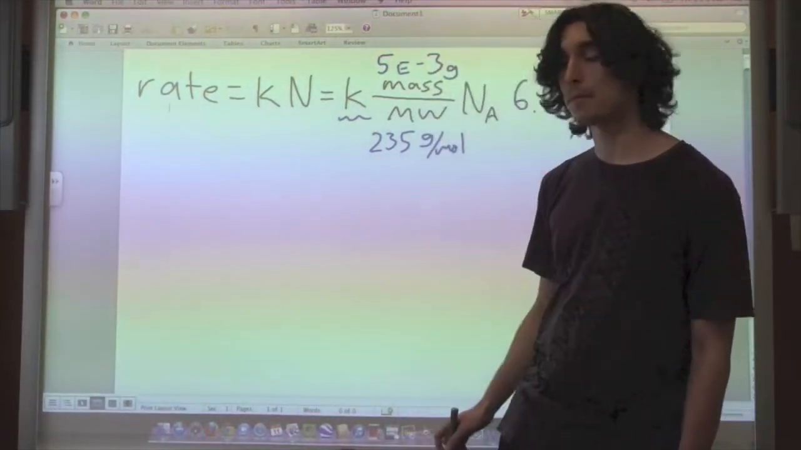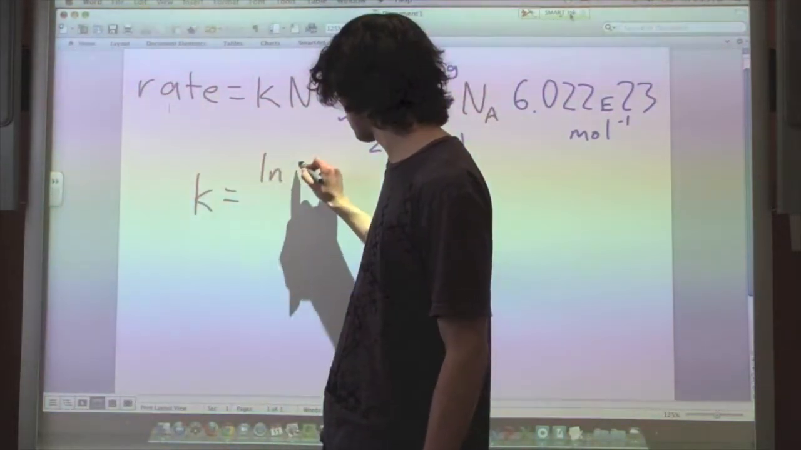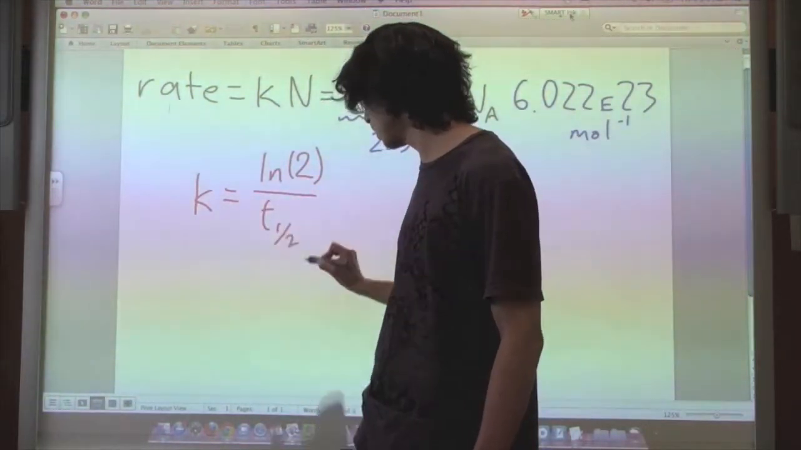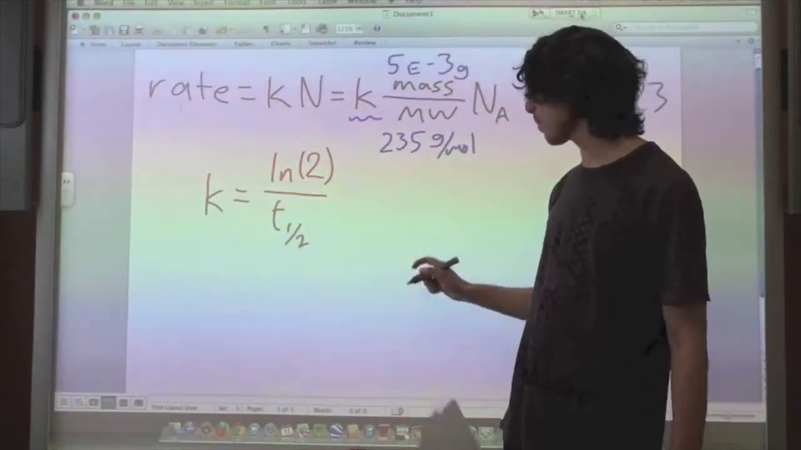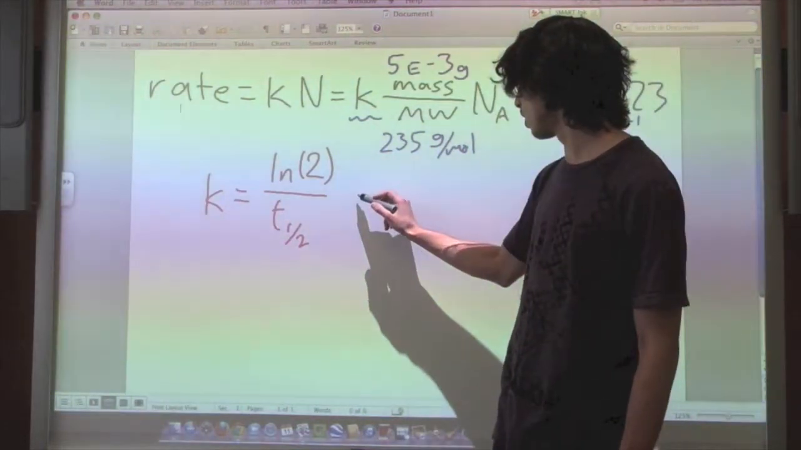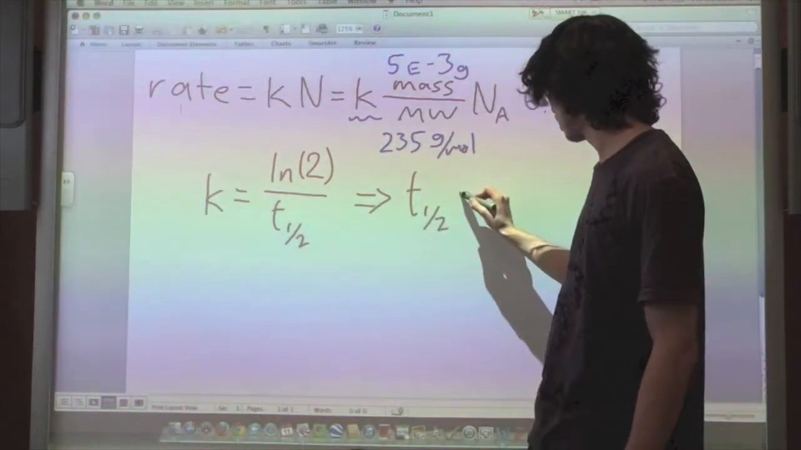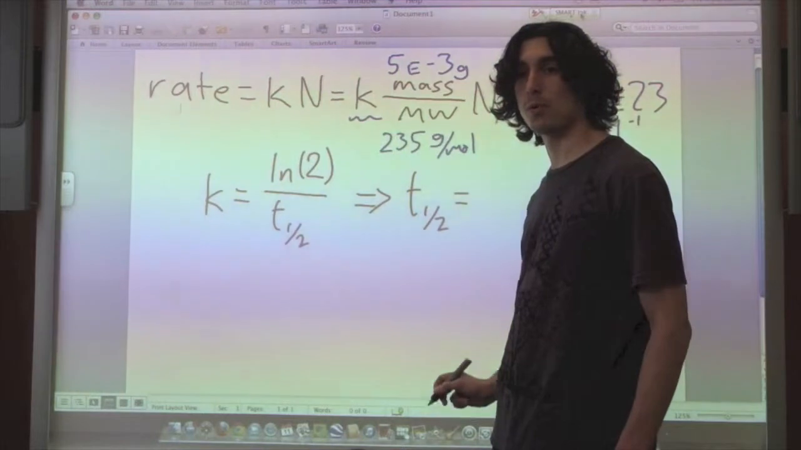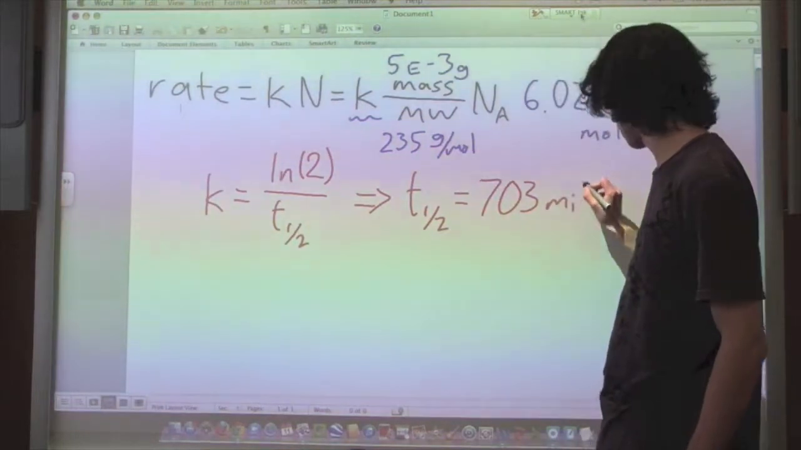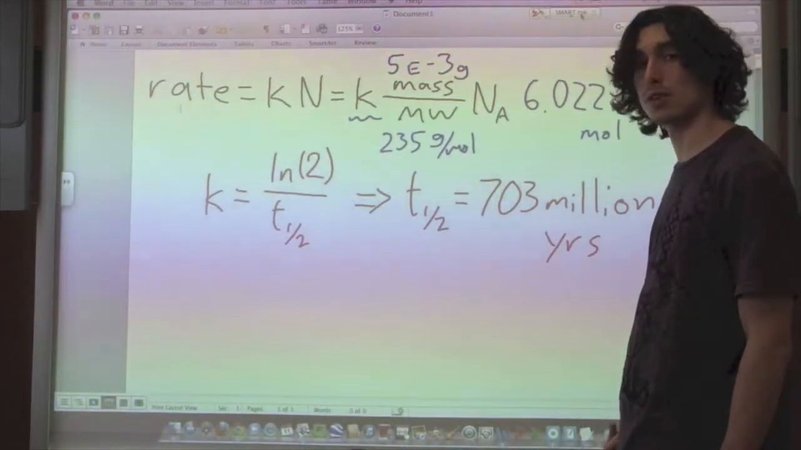So once we have K, we can plug it into the following relation. K is equal to the natural log of 2 divided by T 1/2, or the half-life. Given that we know K, we can now solve for T to the 1/2 because the natural log of 2 is a constant. And we get the following answer. T to the 1/2 is equal to 6.16 trillion hours, or a little over 700 million years. And so there's the half-life.